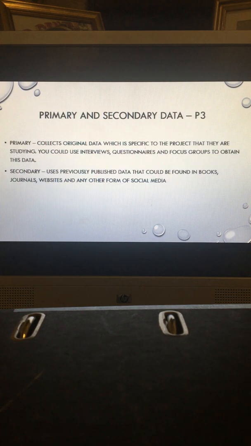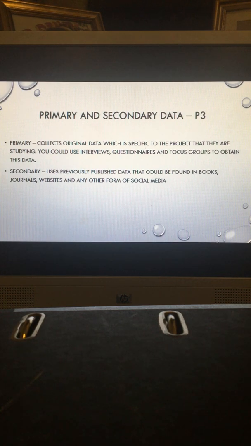Primary data and secondary data. Primary data, this type of collection collects new and original data which is specific to a project. An example would be whether doing a warm-up affects how quick you cycle in track cycling. You could do this on back-to-back days, with one day with a warm-up and one day without.